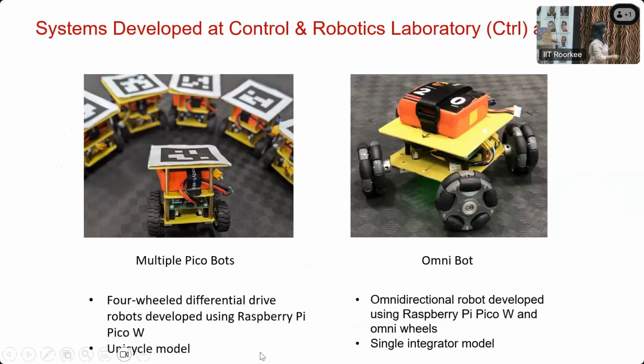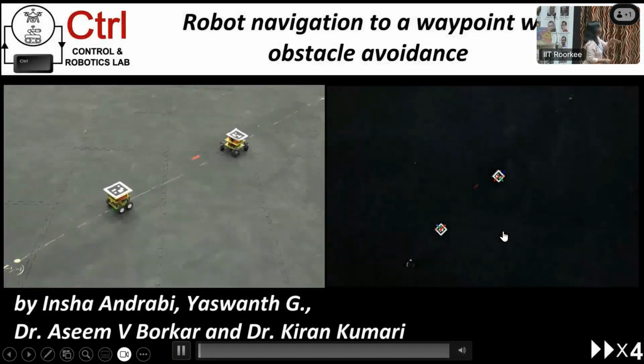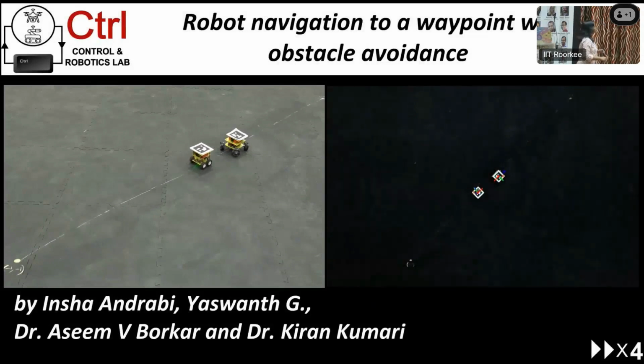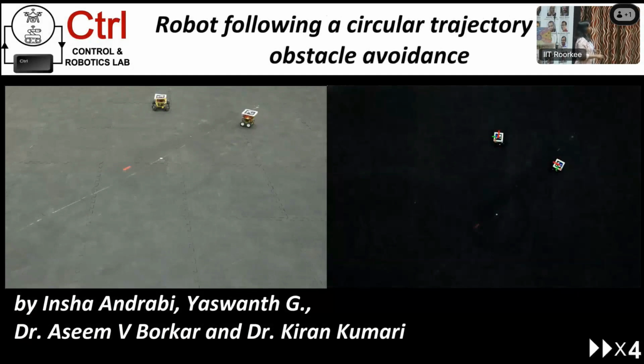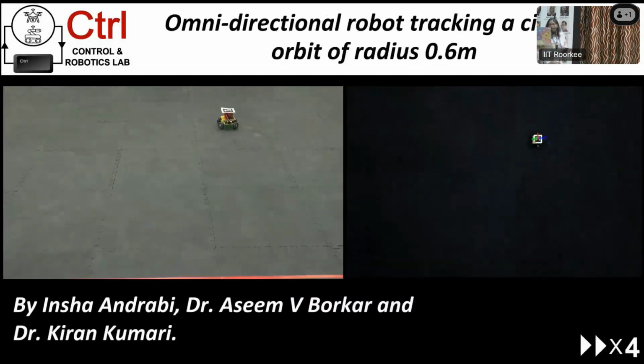The static one is the omnidirectional robot, and the 4-wheel differential drive robot was able to do the obstacle avoidance. In this case, this omnidirectional robot, as I told, follows the single integrator dynamics, so we are able to control the X and Y position and theta also. And now you can see the same robot doing the Lissajous curve, this infinity curve over here.